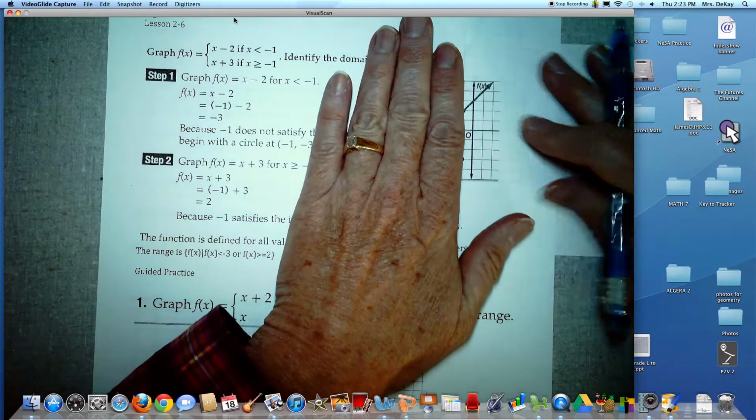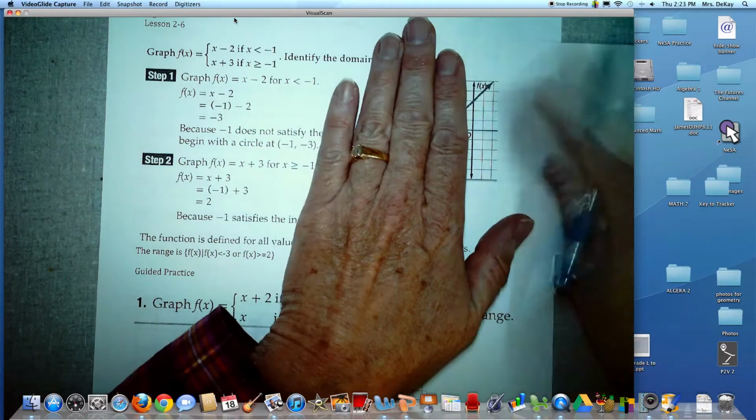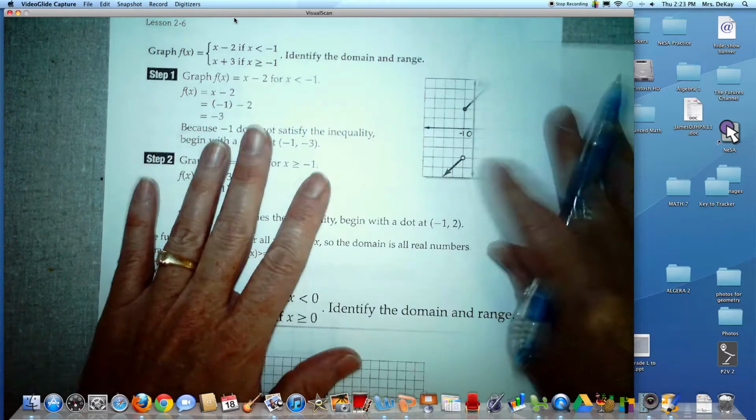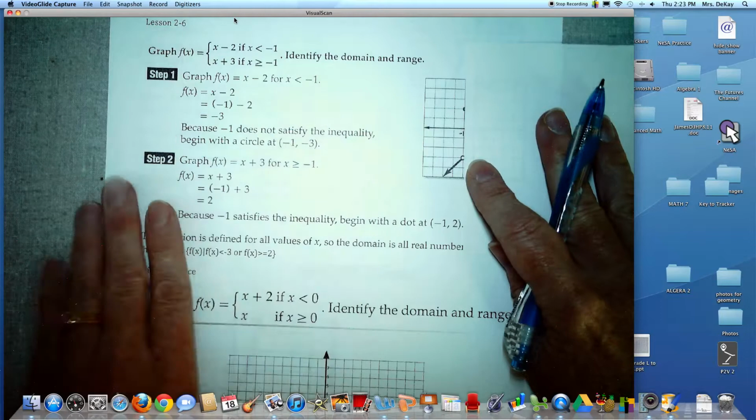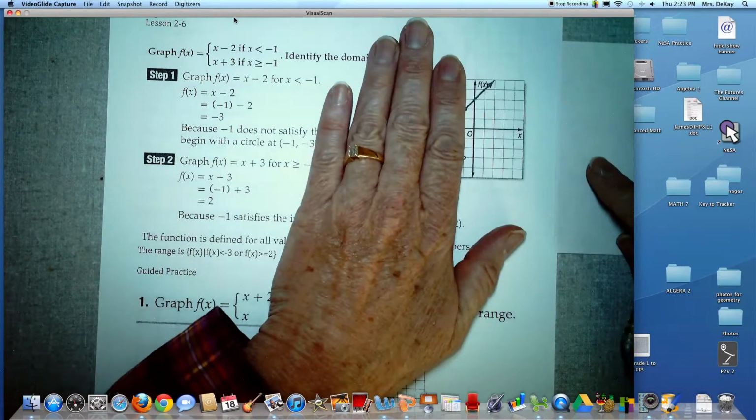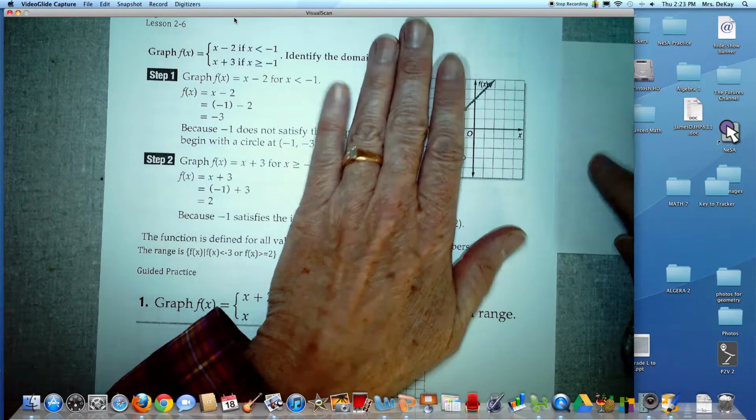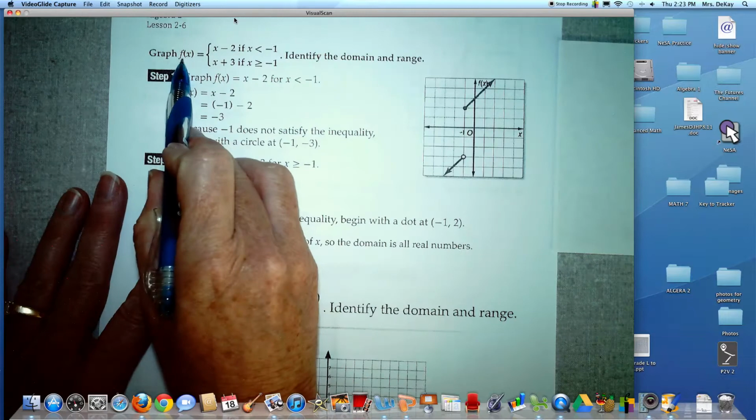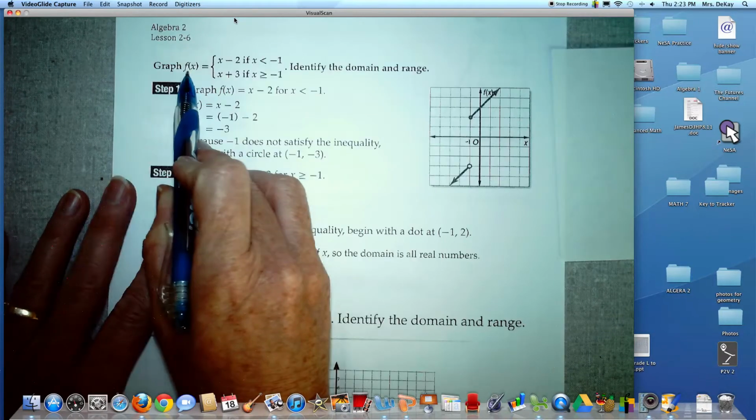When x is greater than -1, this stuff is happening. When x is less than -1, this stuff is happening. And when x is greater than -1, this stuff is happening. So what I have here is a function where two different things are happening at the same time.